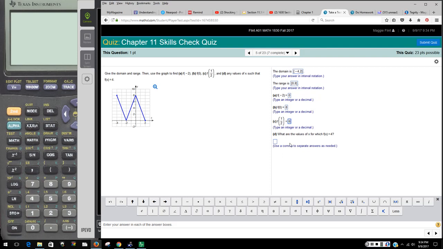And then what are the values of x for which f of x is equal to 4? Well, f of x is equal to 4 at 3 different places. Here at -3, here at -1, and here at +1.